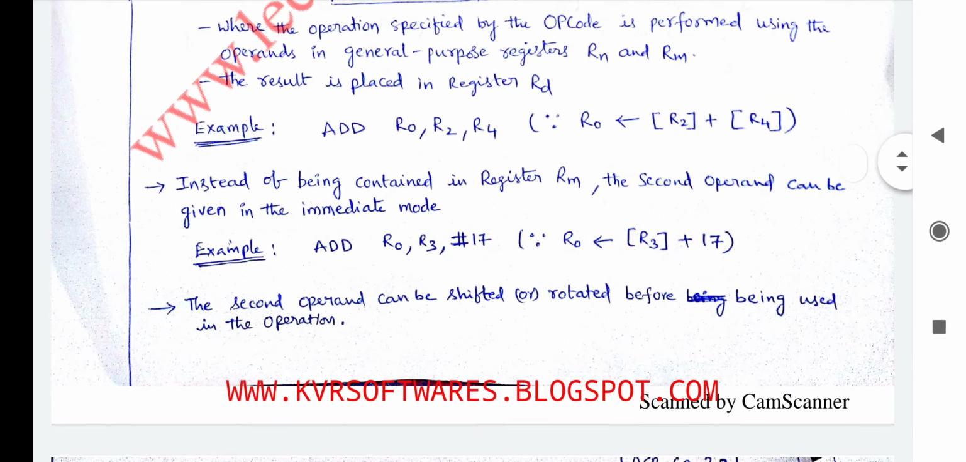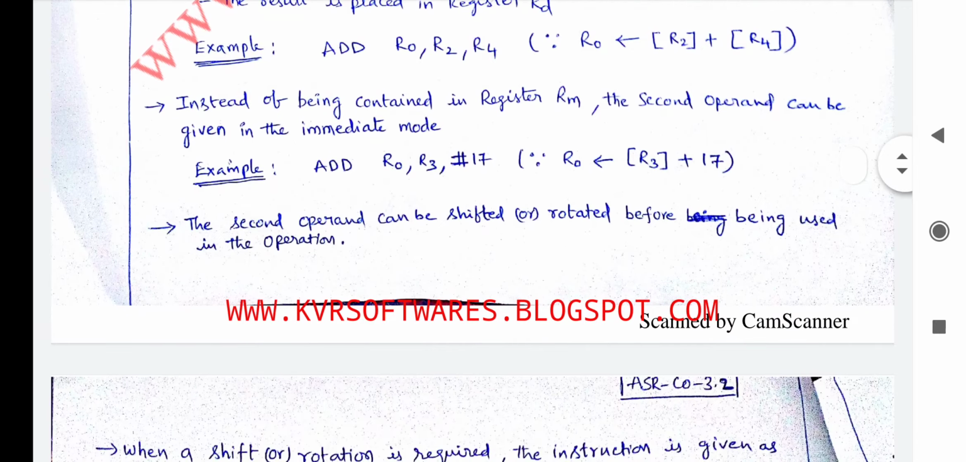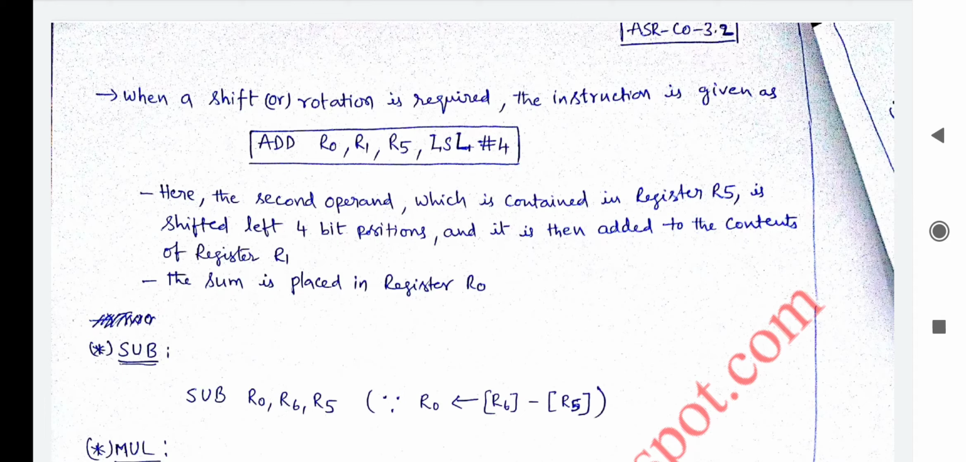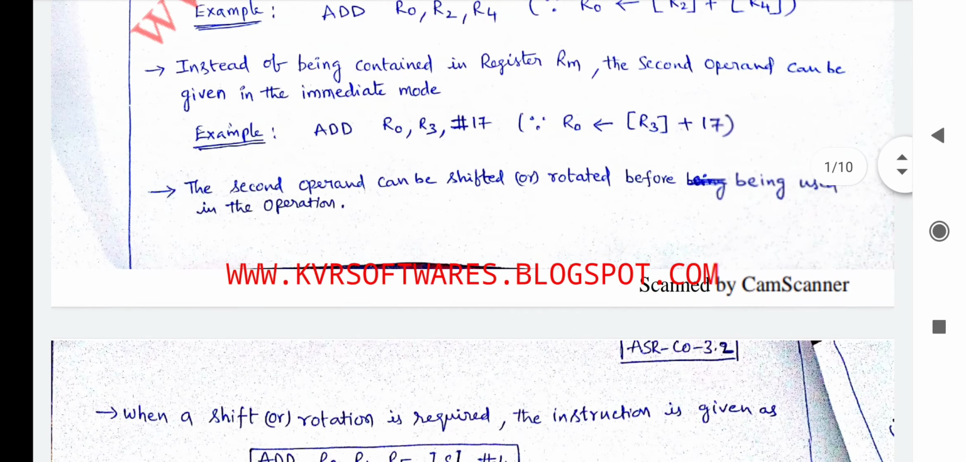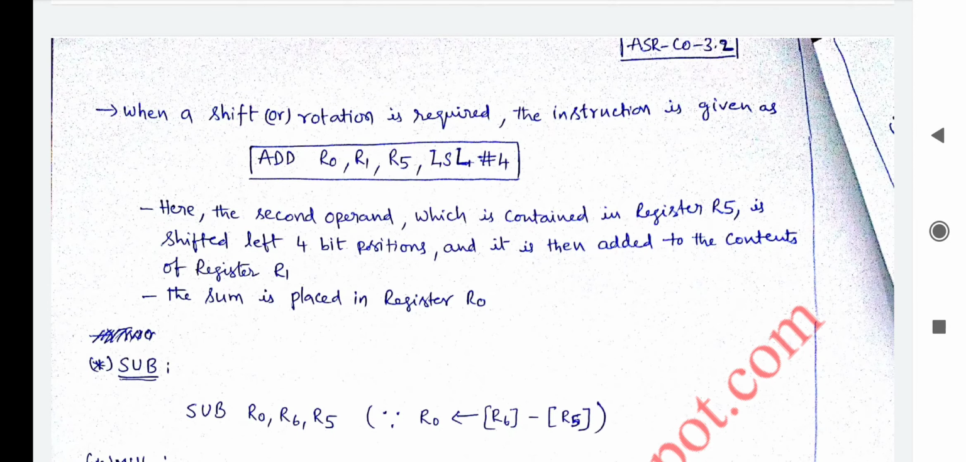One more time. Here, instead of adding the contents which are available in some other register, you have to add the content directly to the content which is stored in the register R3. So 17 is added to the value which is stored in the register R3, and the entire result is stored in R0. Okay. The second operand can be shifted or rotated before being used in the operation. So we can also shift or rotate the operand which is used to add to the register. Okay, this is second way.